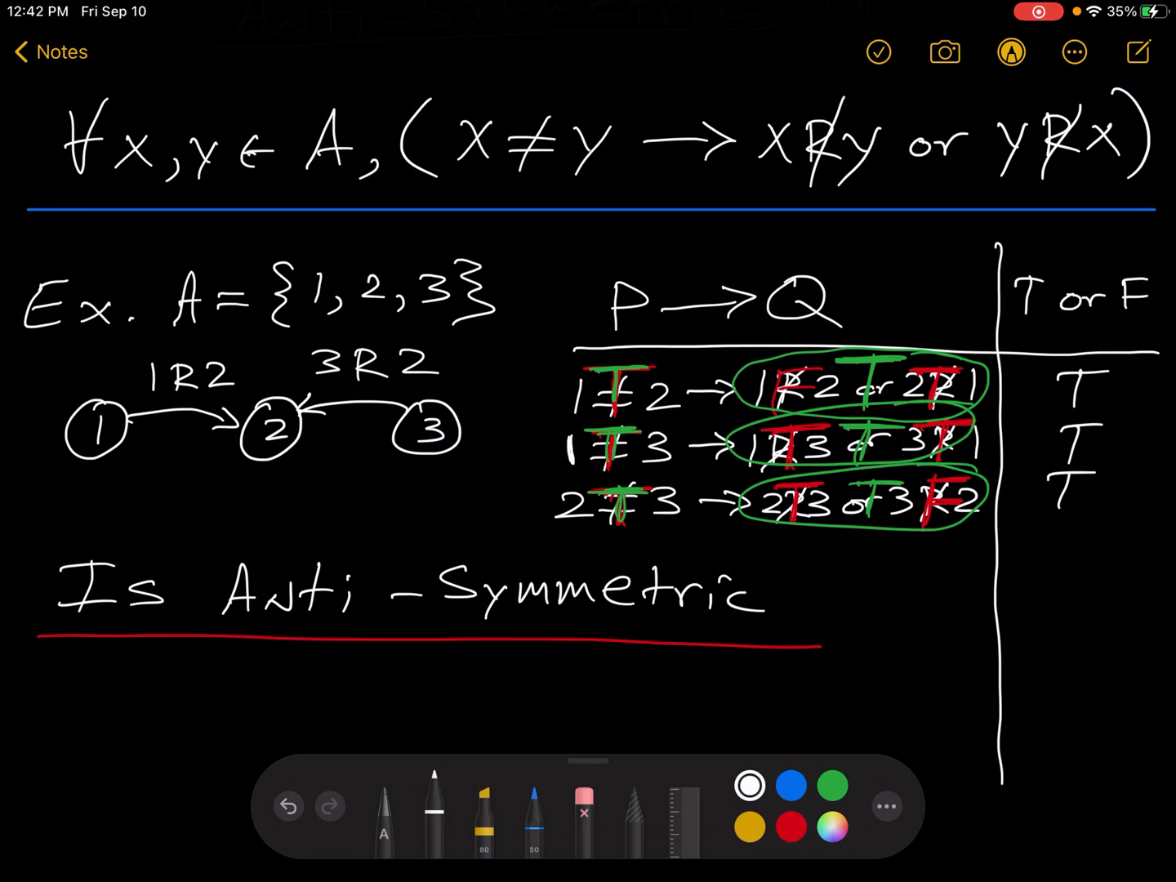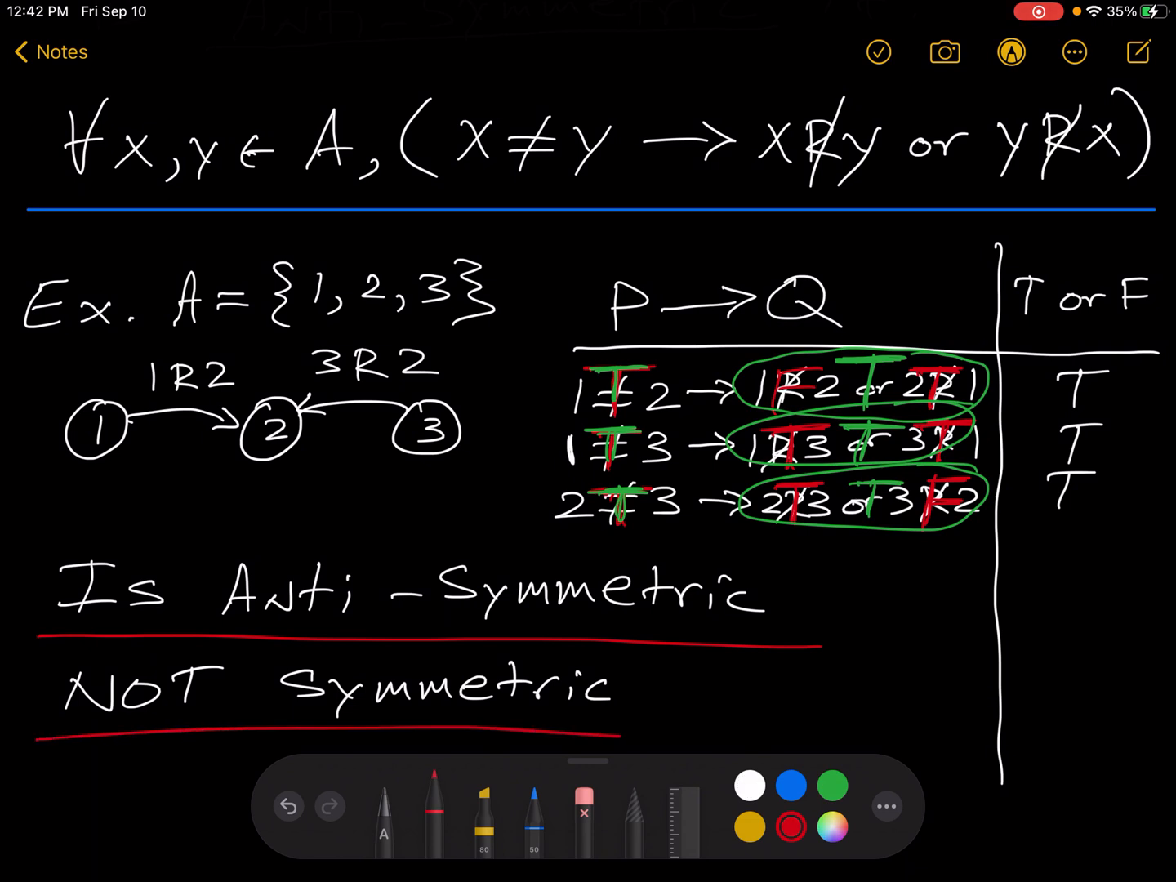Now there's one more thing I'd like to show you here. Notice that this graph is not symmetric, right? To be symmetric, we would need that and we would need that, but we don't have those here. So this one is not symmetric. So here's an example of a relation that is antisymmetric, but it's not symmetric.